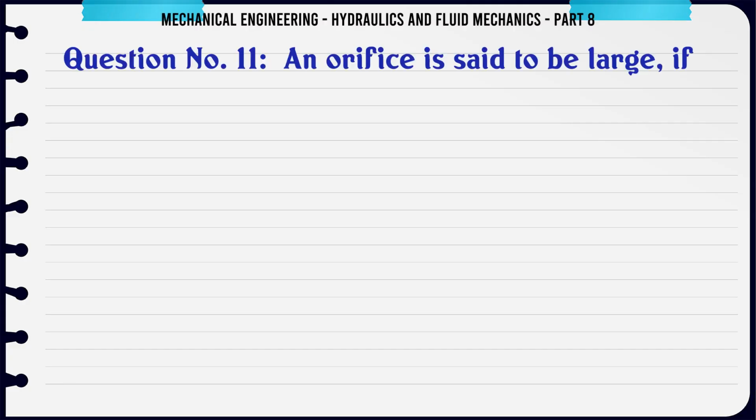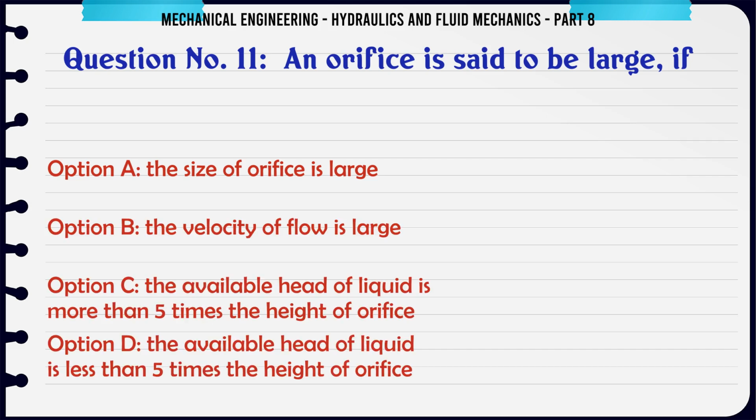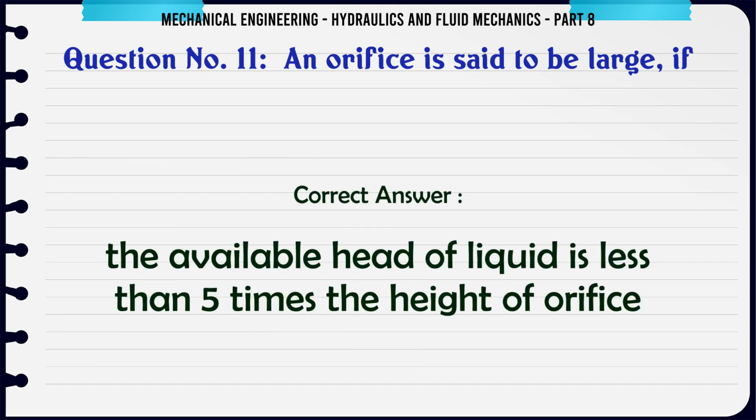An orifice is said to be large if A. the size of orifice is large, B. the velocity of flow is large, C. the available head of liquid is more than 5 times the height of orifice, D. the available head of liquid is less than 5 times the height of orifice. The correct answer is the available head of liquid is less than 5 times the height of orifice.